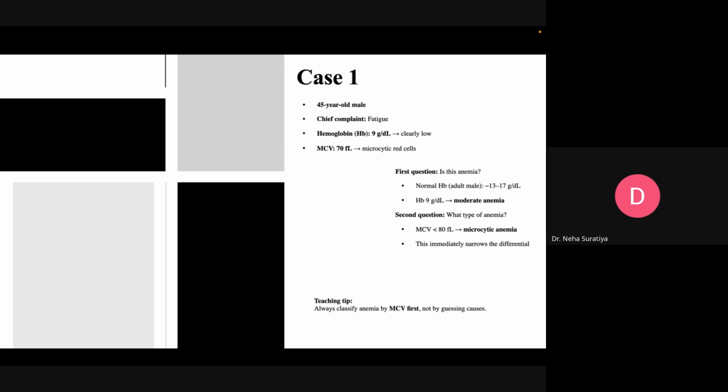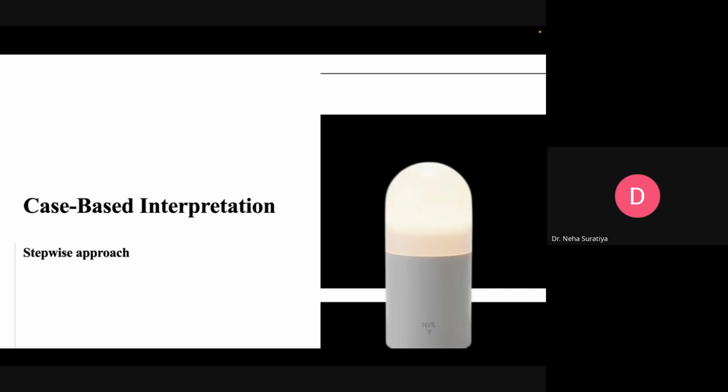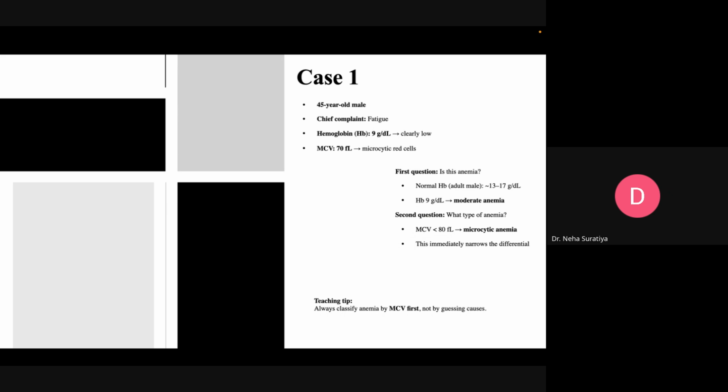But in this case, this is a very simple case I have put in to understand and correlate everything together. Using the stepwise approach I have been telling you, you need to understand what is abnormal in this case. Of course we can see the hemoglobin and MCV are abnormal. Now we need to think that the patient has fatigue. Of course we are clinically relating the whole scenario, right? Then we identify the cause, correlate it with the symptoms, and finally go forward with the diagnosis. Of course it is a microcytic anemia case, a moderate anemia case.